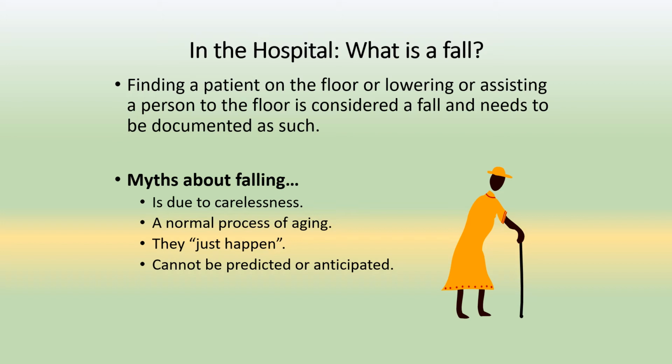There are many myths about falling. One of the myths is that it's due to carelessness from an older adult. Also that it's a normal process of aging, which is the biggest myth that you can hear, and that they just happen, so we cannot prevent them. Another myth is that falls cannot be predicted or anticipated or prevented. All of these are very important myths we need to understand, in order to raise the awareness of nurses.